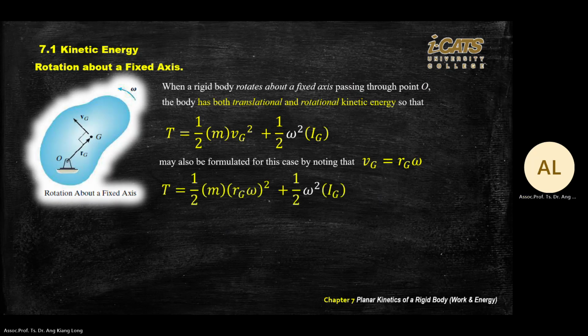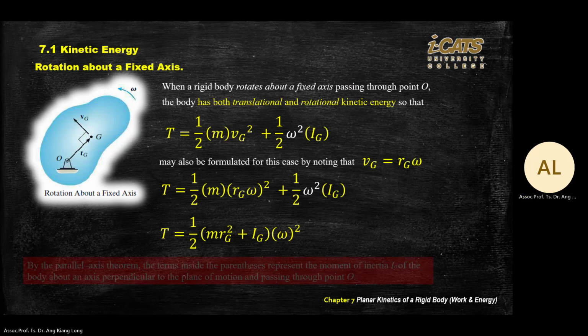So when you put in the term and expand, what do you get? You get half m (r omega) squared plus half omega squared Ig. You factor the half and omega squared. You get what? m r squared plus Ig. What is this? Moment of inertia. I equal to Ig plus m r squared.